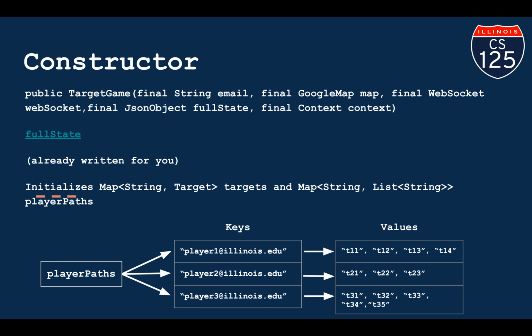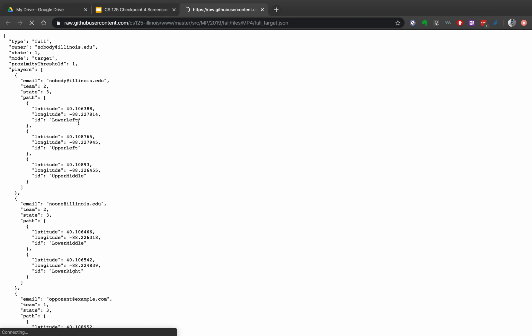First thing we have is a constructor. Keep in mind that this is already written for you, but I thought going over it would be helpful because it initializes two hash maps that we will be using throughout the target game. In the constructor, we're given a JSON object called full state. Full state has multiple different pieces. For example, you can see it has a type called full, so that's how we denote that it is a full JSON object that holds all of the data for a target game.